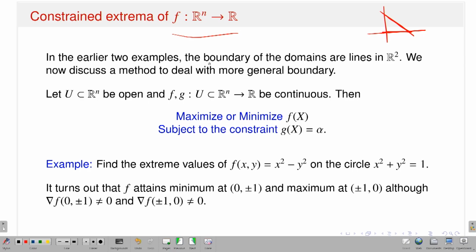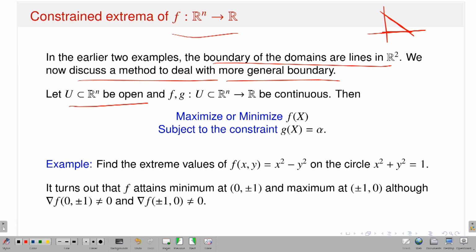In the earlier two examples, the boundaries of the domains were lines in R2, very nice boundaries. Now we want to discuss a method to deal with more general boundaries. More general boundary means I want to extremize my function f subject to the condition g of x is equal to alpha, and that will give you a boundary, or what we call a surface, and there you have to deal with it in a different way.